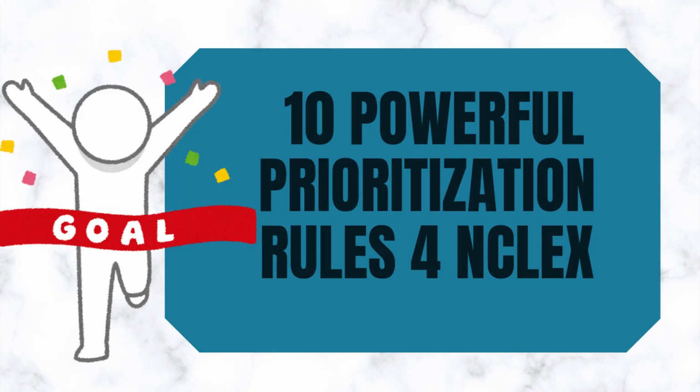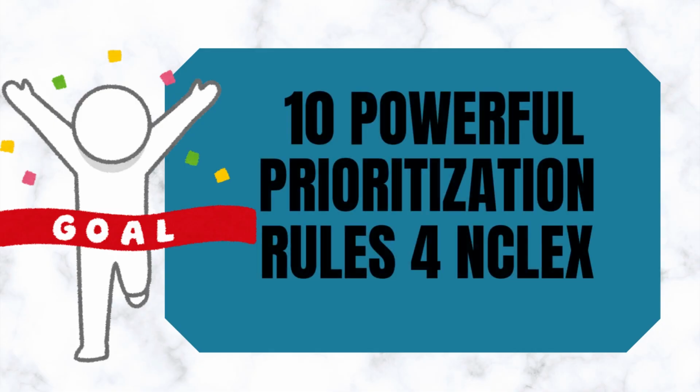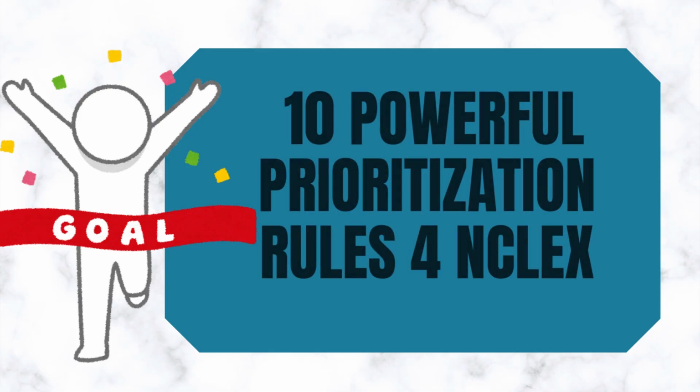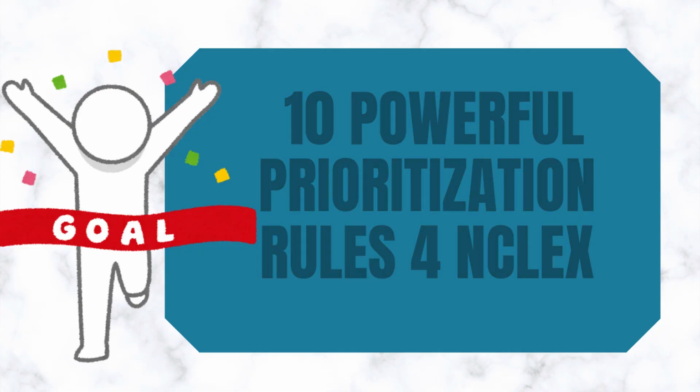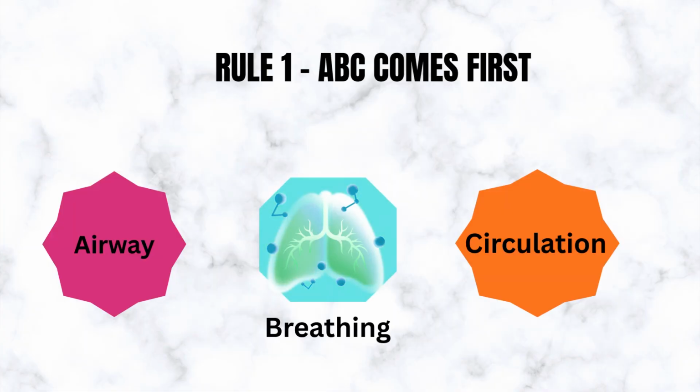In this video, I am going to share 10 essential NCLEX prioritization rules that will help you break down these questions and confidently choose the correct answer. Let's start with the most important rule in nursing. That's ABC: airway, breathing and circulation.